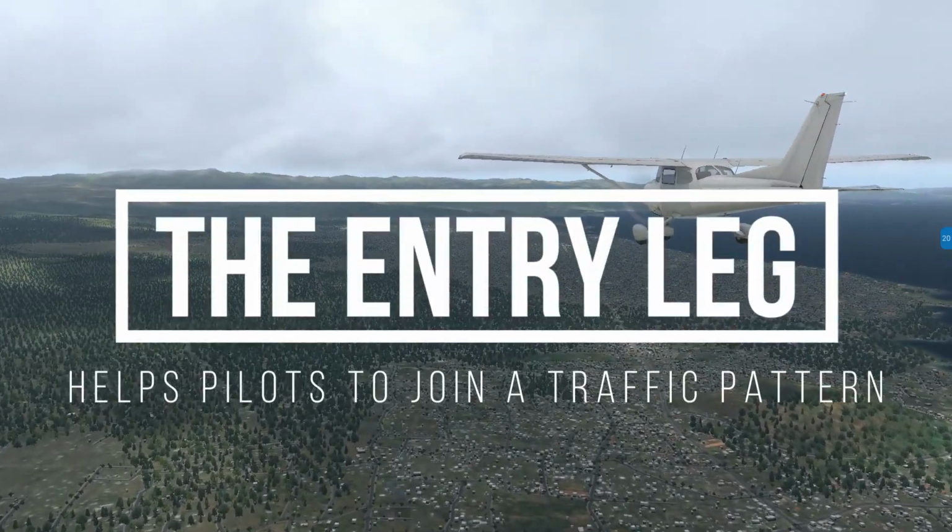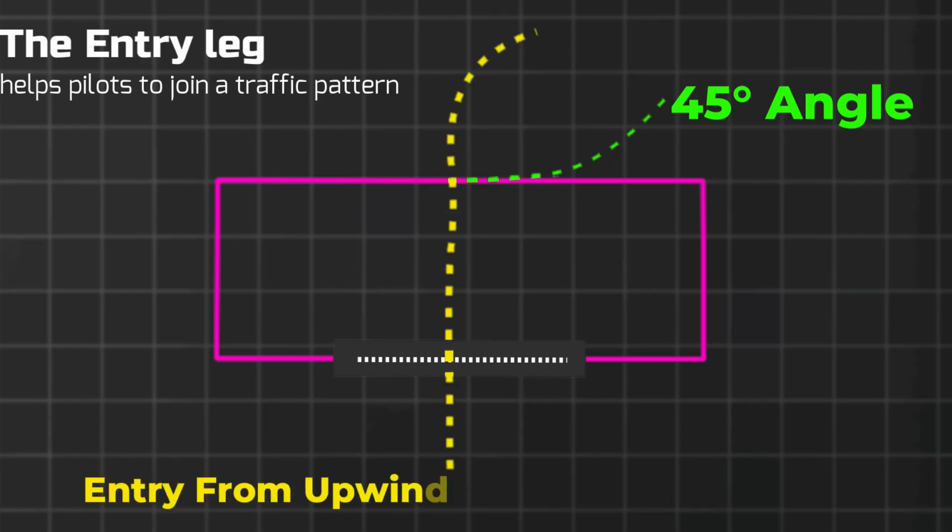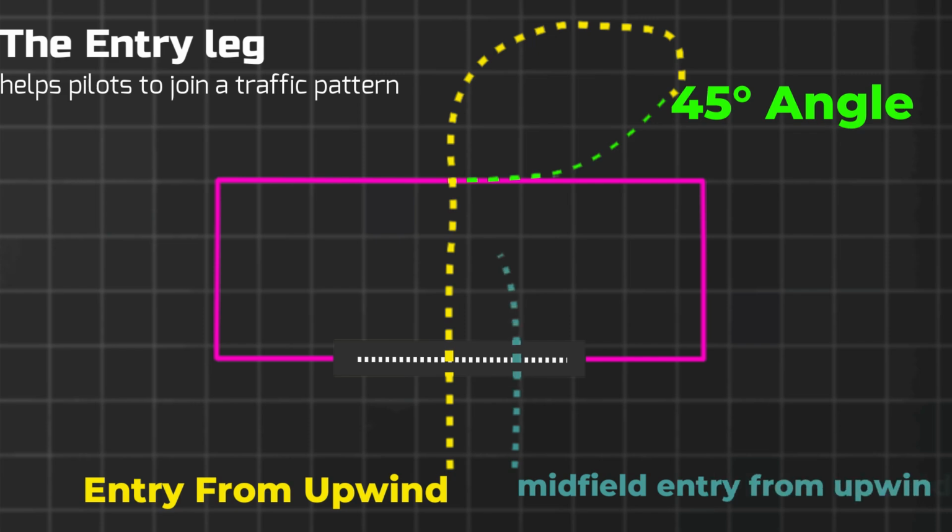The entry leg. This leg helps pilots to join traffic patterns when he or she is located outside the 5 legs of the pattern in use. The standard entry leg consists of the pilot entering the downwind leg of the pattern in use at a 45 degree angle at midfield on the pattern altitude. This entry can either be done by, 1, flying over the airport from the upwind side 500 feet above the pattern altitude, then joining the downwind at 45 degrees. And 2, joining the downwind at 45 degrees when coming from the downwind side.